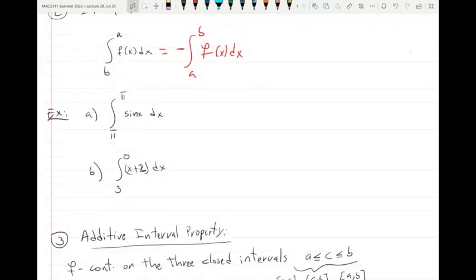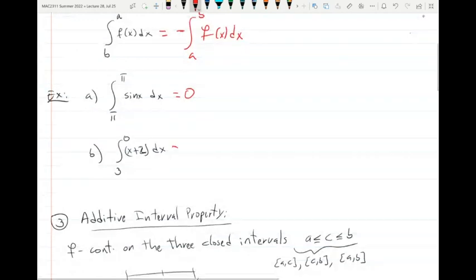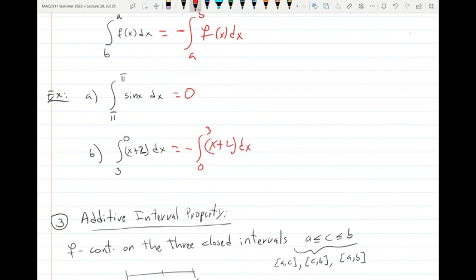So for example, in this problem, what's the first integral? 0. This is just 0. I mean, I don't even care what to do with the sine function from pi to pi. That's all I need. Same limits, that's just 0. The next one, well, this is the same thing as minus the integral from 0 to 3 of x plus 2, right? And we did this one.